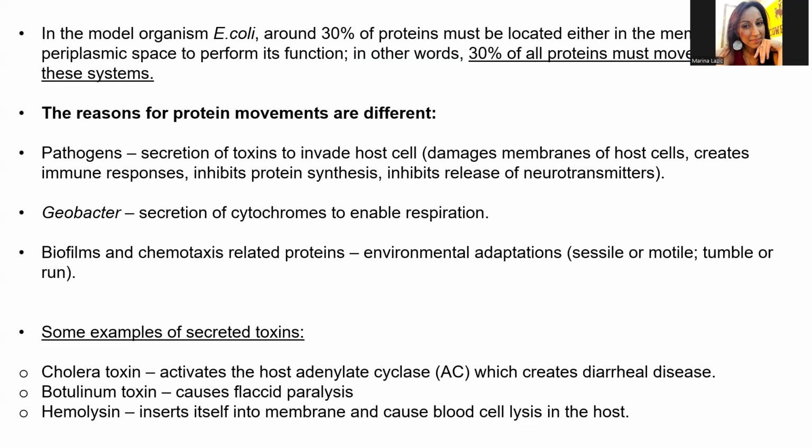And toxins are probably the most popular, especially in pathogenic microbiology, like cholera toxin, botulinum toxin, hemolysin. These proteins perform different functions, for example, hemolysin is inserting into the membrane for blood paralysis. Botulinum toxin is causing facial paralysis, but it can actually be used for other purposes. Think about that from a biotechnology perspective.